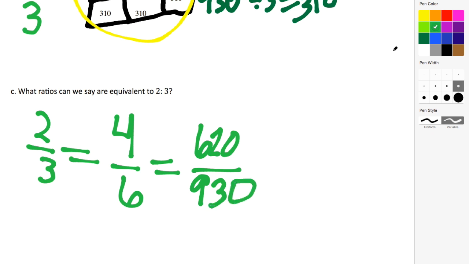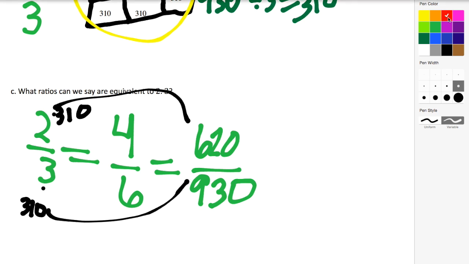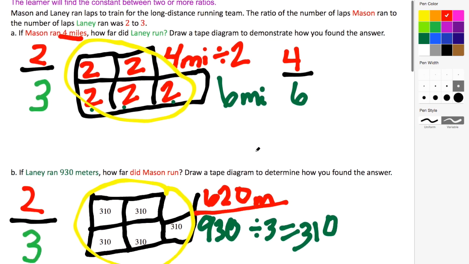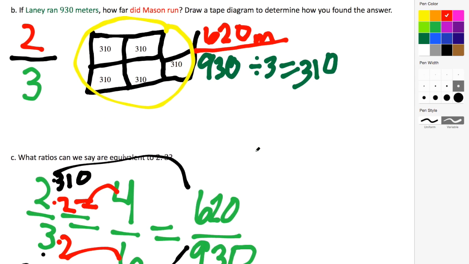And the way I find that is if I multiply 2 times 310, the constant, I get 620. And if I multiply 3 times 310, I get 930. Same thing here. If I multiply 2 times 2, the constant 2, I get 4. If I multiply 3 times 2, my answer is 6. So when I multiply by the constant, I get the equivalent ratio. And that, my friends, is how you find the constant of equivalent ratios, especially when you're comparing 2 or more numbers.